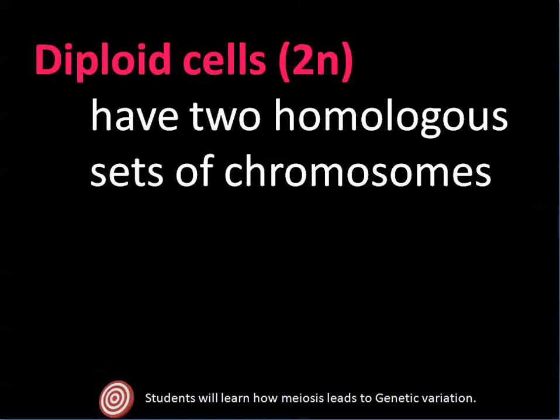Alright, some more fun and always exciting vocabulary. Diploid cells. Alright, diploid cells have two homologous sets of chromosomes. So that's like most of your regular body cells, your somatic cells. They all have two sets of chromosomes. So like cells in your finger or heart tissue, whatever, it's going to have 46 chromosomes. 2N.